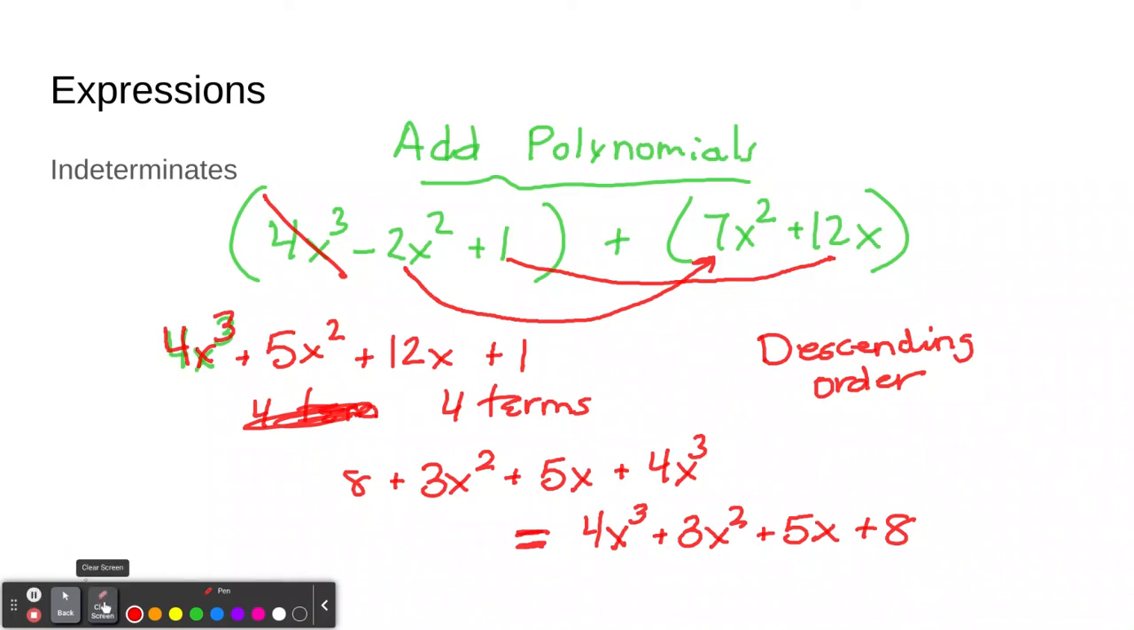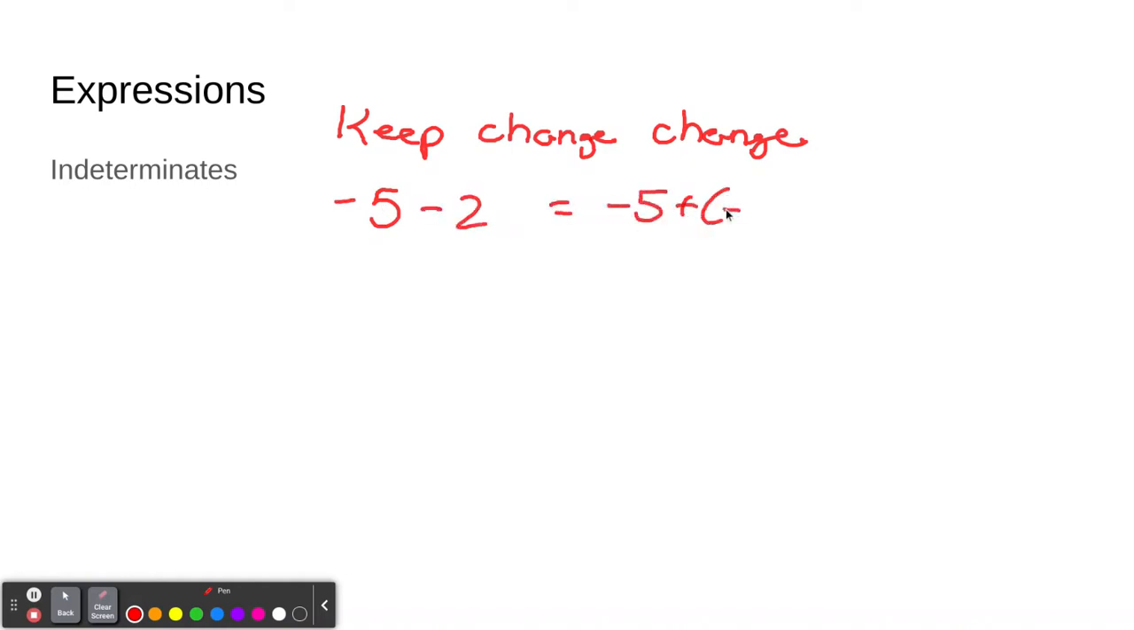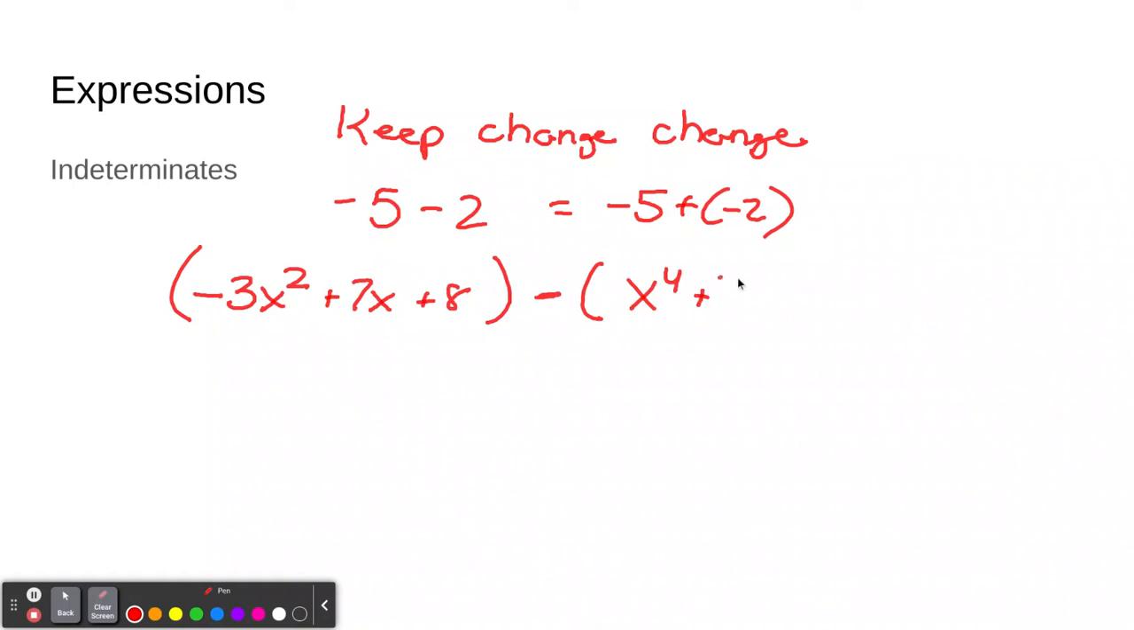All right, let's do one with subtraction now. Be careful with subtraction. So you remember in school when you did keep, change, change, right? I'm sure we all remember that. So if you had negative 5 minus 2, we know it's negative 5 plus negative 2, right? So keep that in mind when you do subtraction in polynomials. So let's say you have negative 3x squared plus 7x plus 8, and we'll put this in parentheses just to make it look good, minus x to the fourth plus 7x cubed minus 12x minus 1.